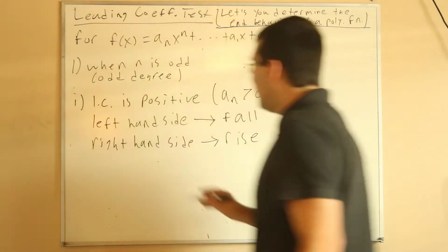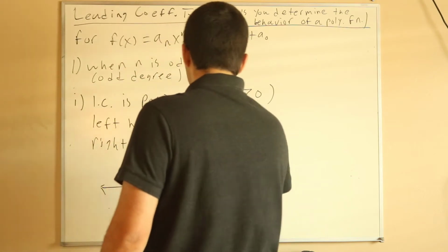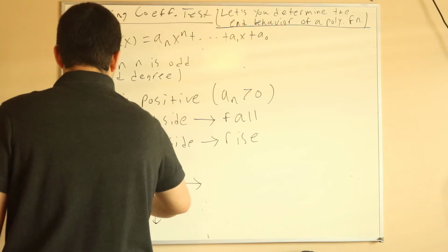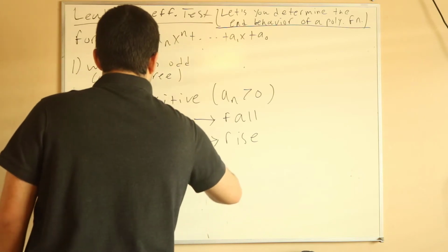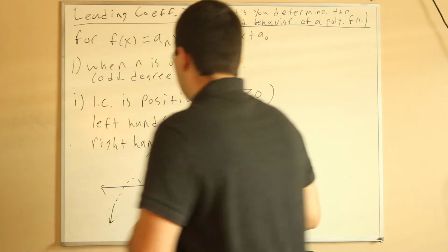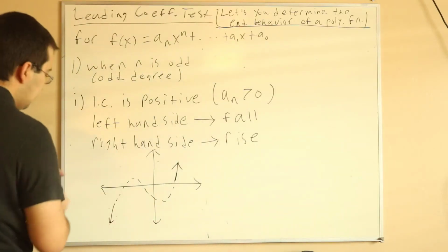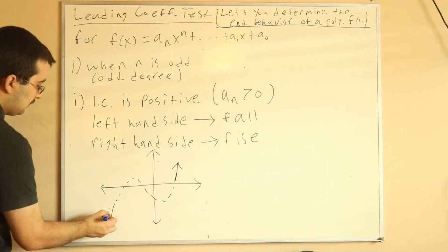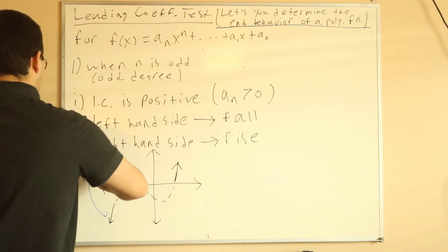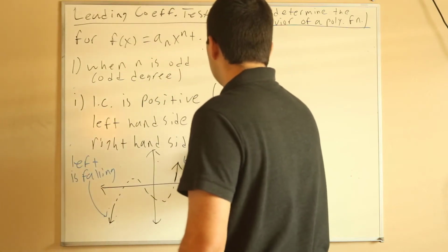Okay? What do I mean by that? Quick visual example. I mean something like this. Something like that, right? Here on the left, we are falling. And here on the right, we are rising.